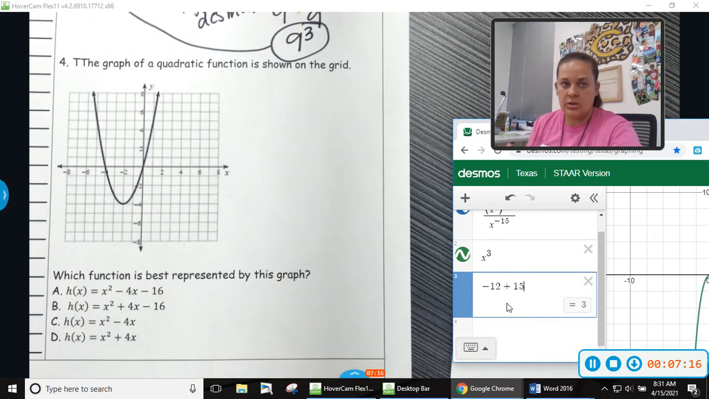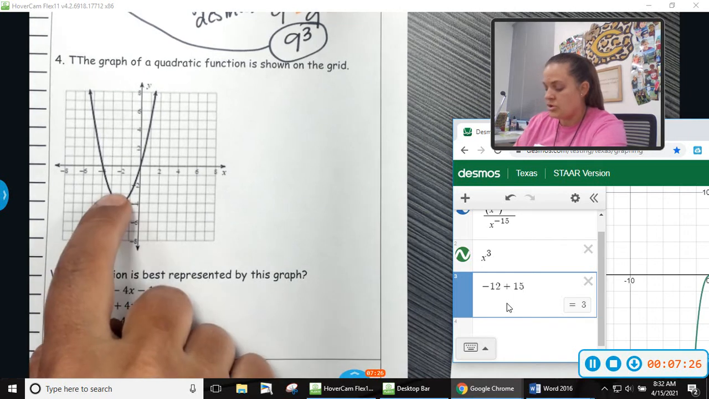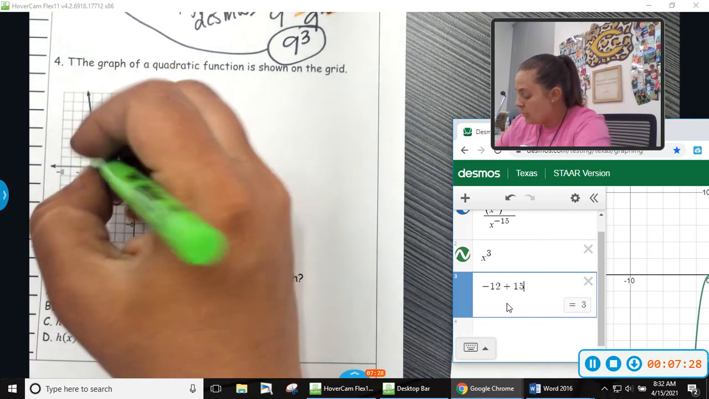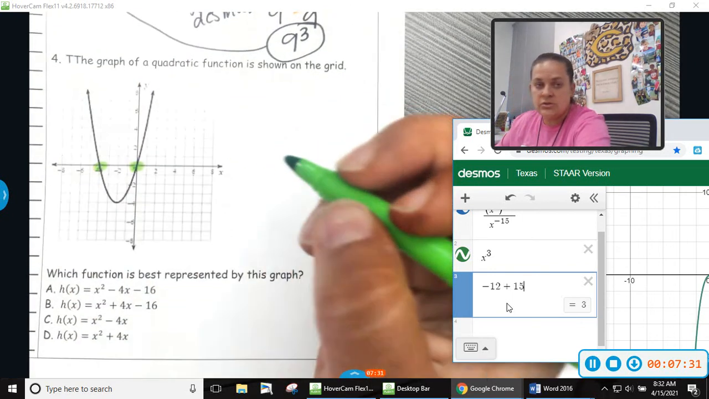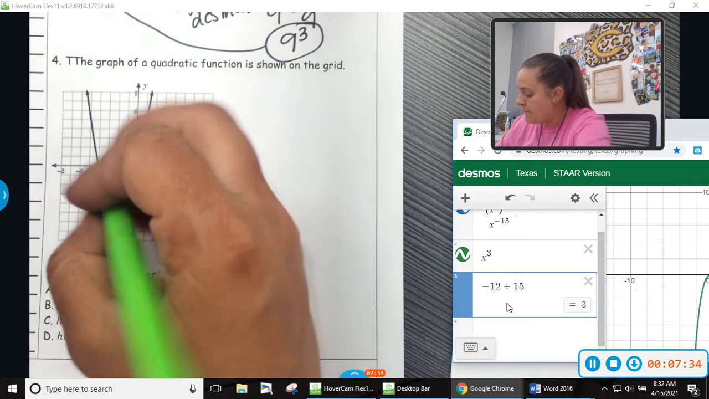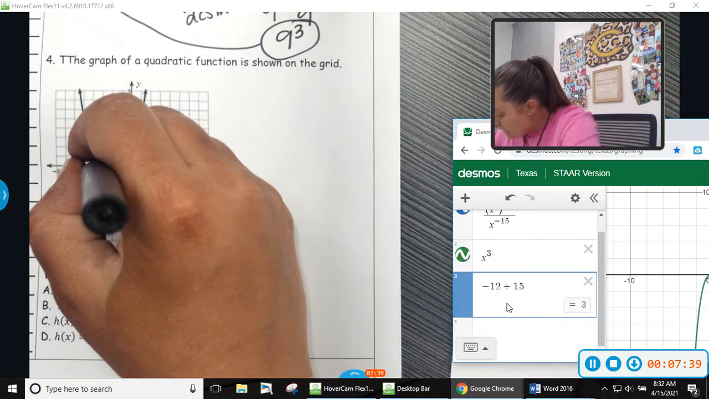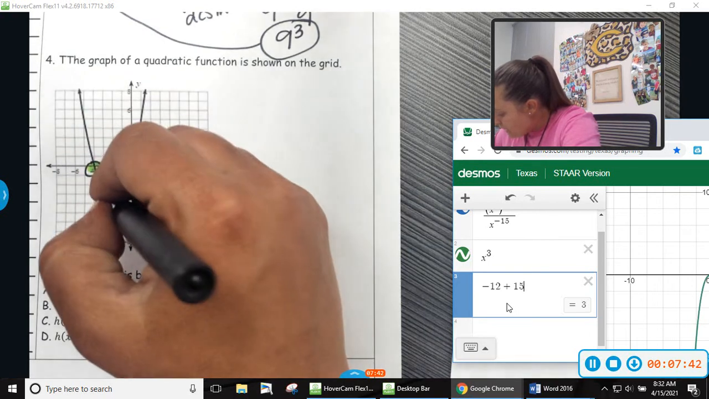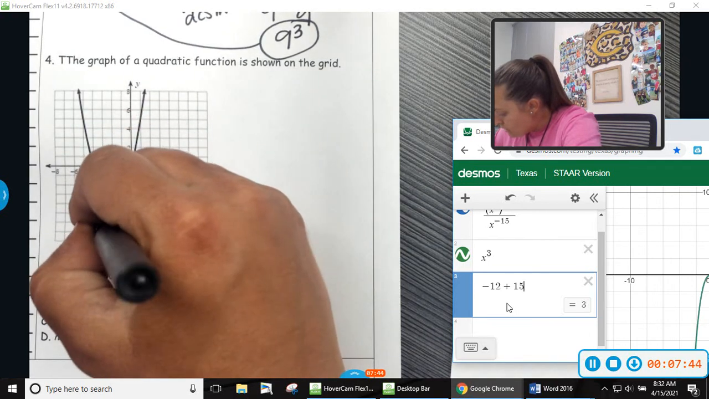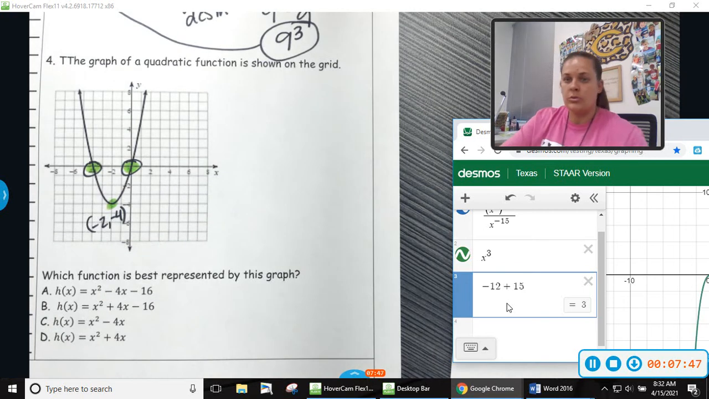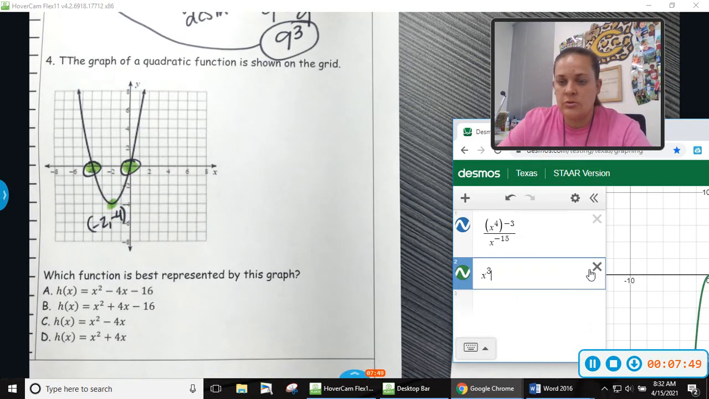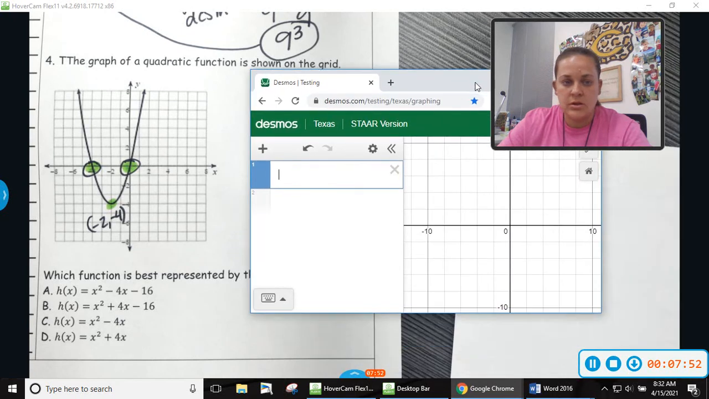All right, last one. The graph of the quadratic function is shown on the grid. Which function is best represented? Okay, even though it doesn't say equivalent, it still wants to know which one of these equations matches. So on these, I would always go look at your solutions, your x-intercepts, your zeros. Remember, those all mean the same thing. And your vertex, your max or your min. Okay. So this one is at -4 and 0. And then this is at -2, -4. So those are key attributes. Remember, we learned that those are key attributes that you're looking for on your answer choices.